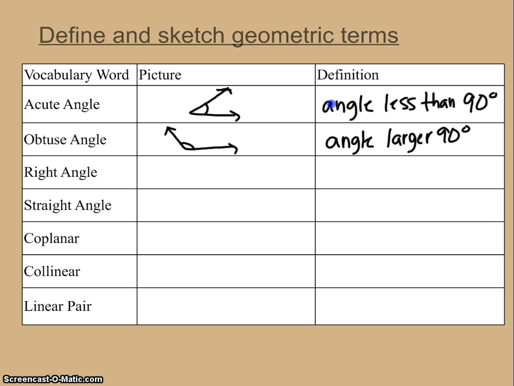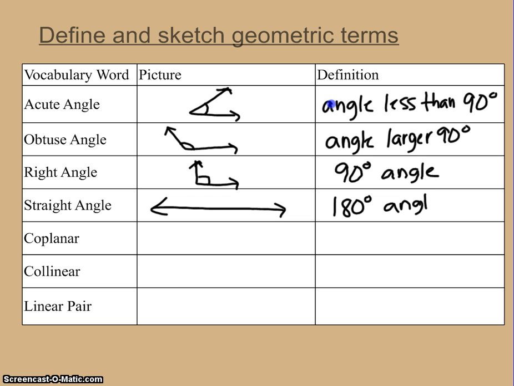A right angle is exactly a 90-degree angle. In order to draw that, we do our picture, and we all know the symbol for 90 degrees is the little box in the corner. That tells us, even if I can't draw straight lines to come together, that is a 90-degree angle. A straight angle is just a straight line, and that is a 180-degree angle.